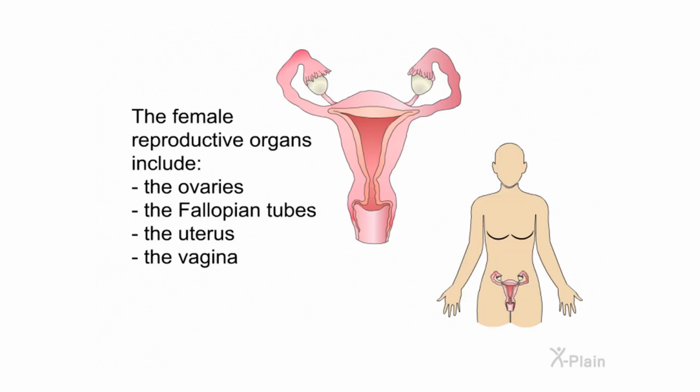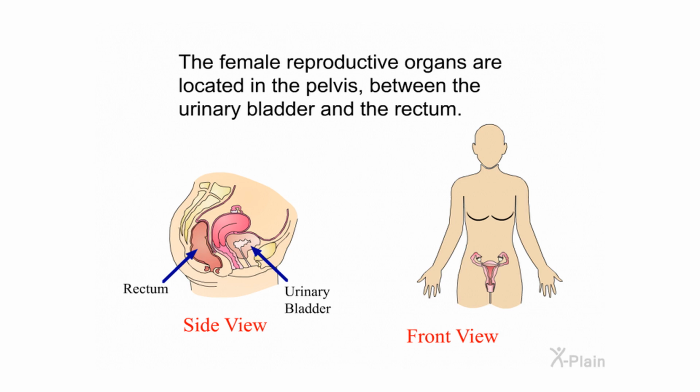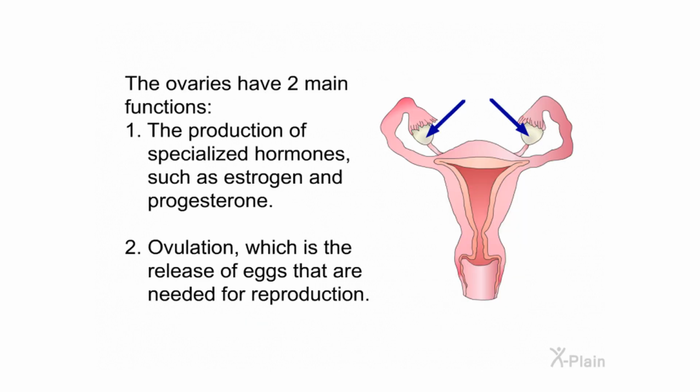Anatomy. The female reproductive organs include the ovaries, the fallopian tubes, the uterus, and the vagina. The female reproductive organs are located in the pelvis between the urinary bladder and the rectum. The ovaries have two main functions. One, the production of specialized hormones such as estrogen and progesterone. Two, ovulation, which is the release of eggs that are needed for reproduction.